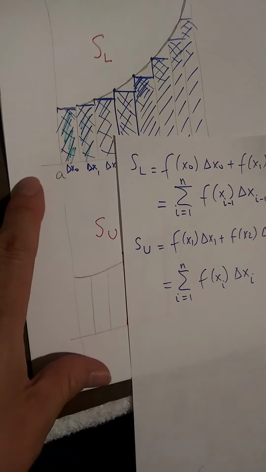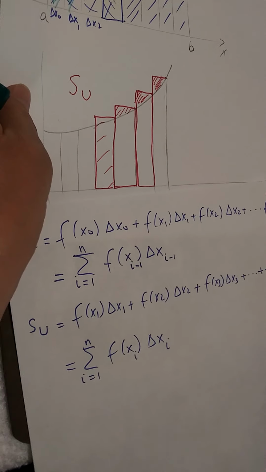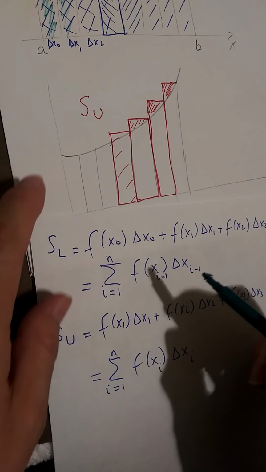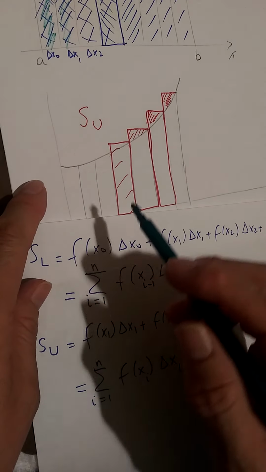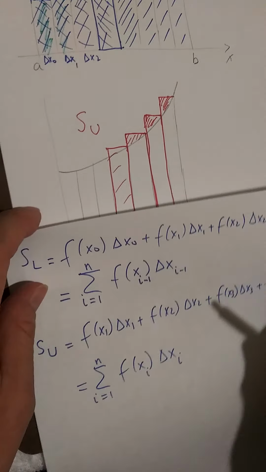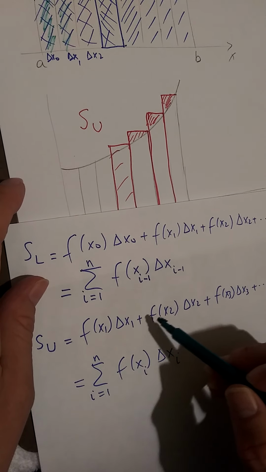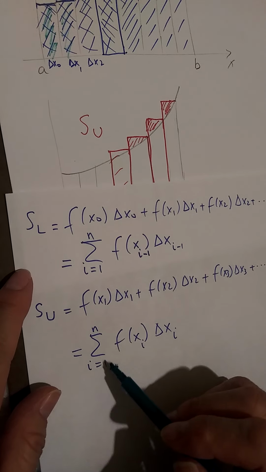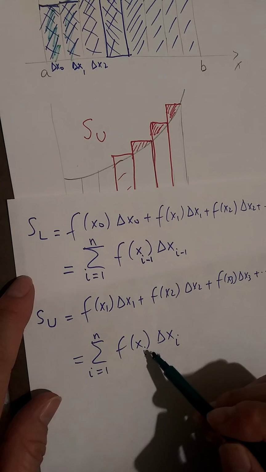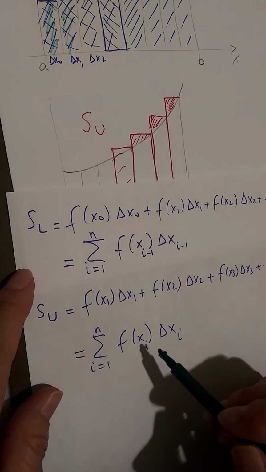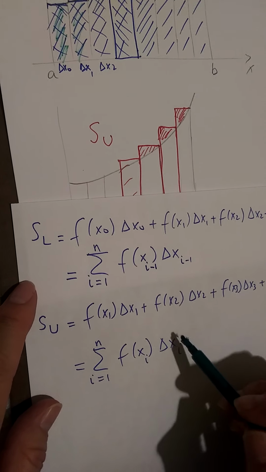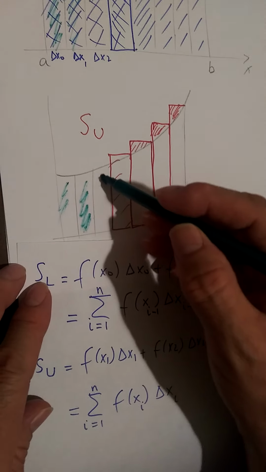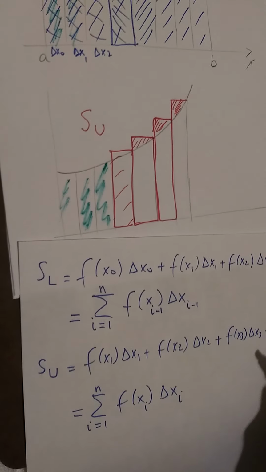Now if you look at the graph with the red rectangles, for the red rectangles, we don't use f of x0, we use f of x1 for the first rectangle. So it'll be f of x1 times delta x1 plus f of x2 times delta x2. It's just a matter of where you start and where you end. It'll still be summation from 1 to n, but this time it'll be f of xi. Our first is f of x1 times delta x1, which is this area. f of x2 delta x2 is this area. f of x3 delta x3 is this area, etc.